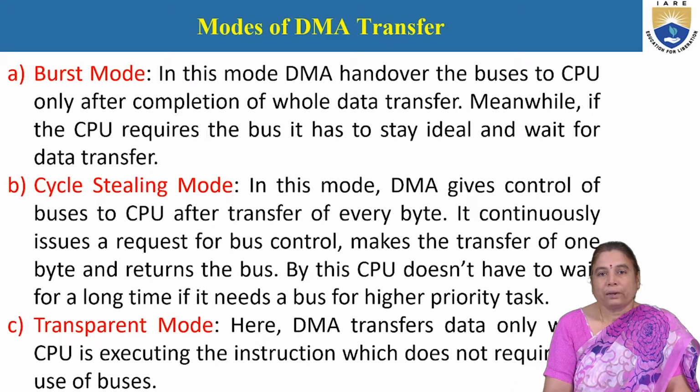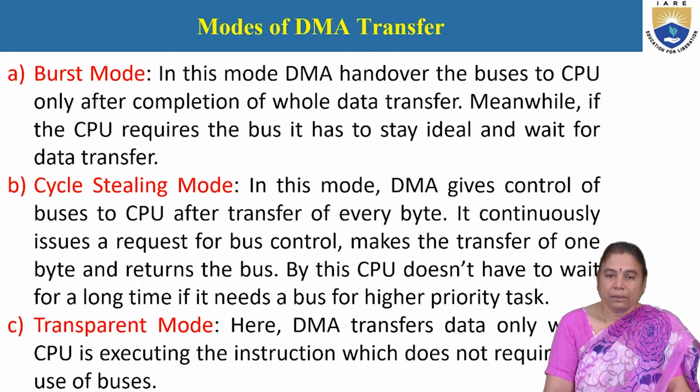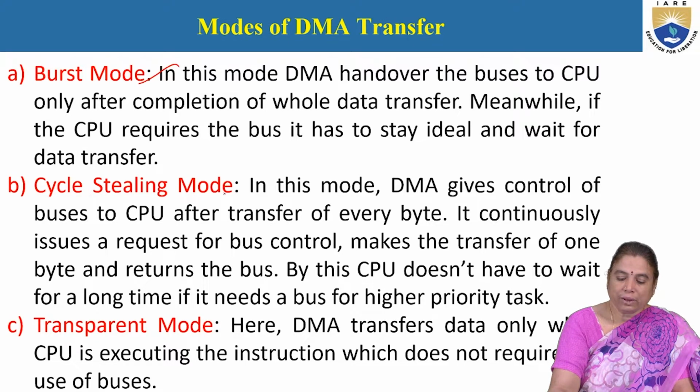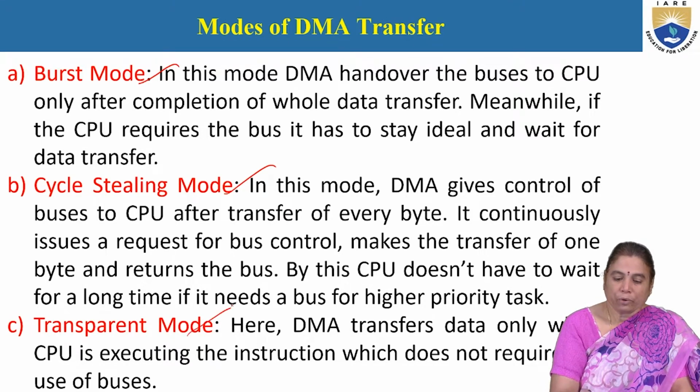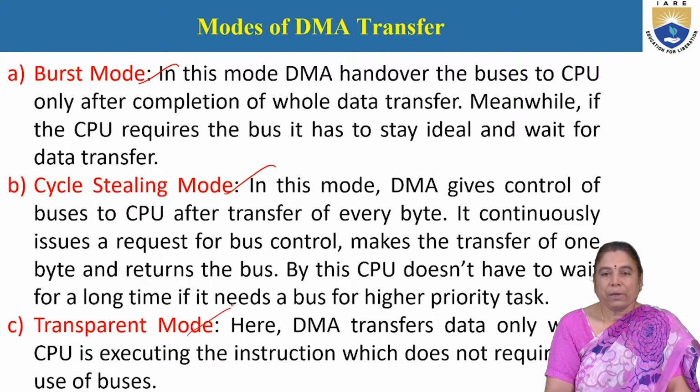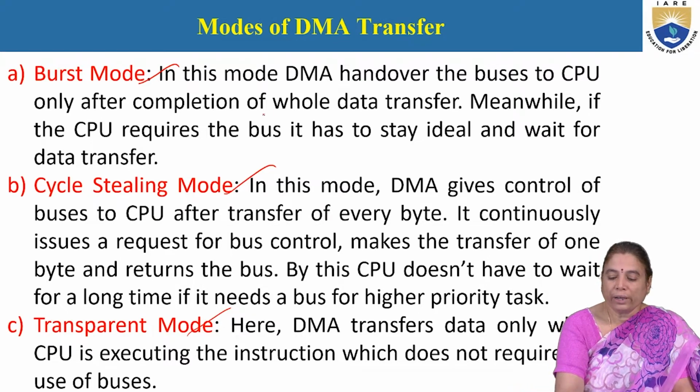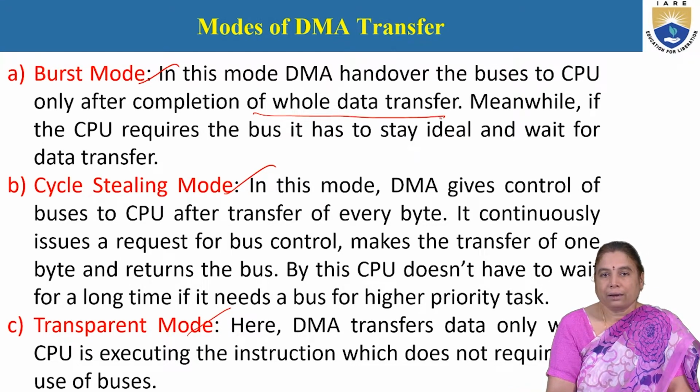So what are the modes that are supported by the DMA transfer? There are three types of modes. One is the burst mode, the second one is cycle stealing mode, and the third one is transparent mode. In the burst mode, the DMA hands over the buses to the CPU only after completion of the whole data transfer. So only after the entire data transfer is complete can the buses be given to the CPU, so the CPU can be idle during the transfer time. So the wait time for instruction execution can be increased in the case of burst mode.